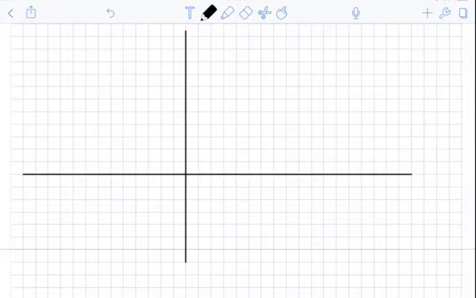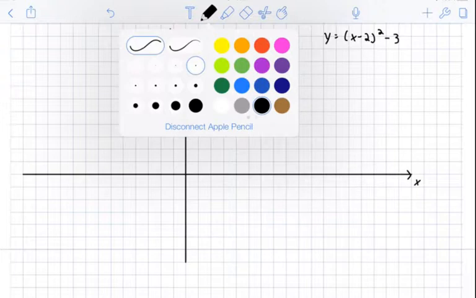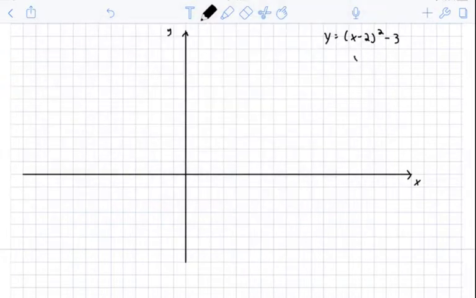Okay. Here's my x-axis, here's my y-axis, and y is equal to (x minus 2) all squared minus 3. Let's plug some numbers into this and see where we get. So when x is equal to minus 2, this is equal to minus 2 minus 2, which is minus 4. 4 squared is 16. Minus 3 is 13.